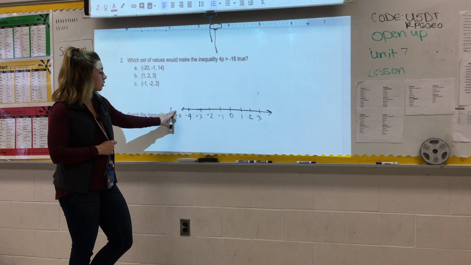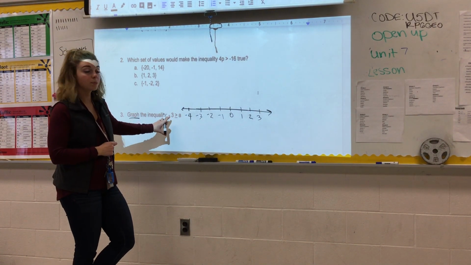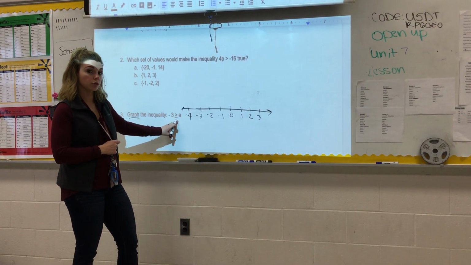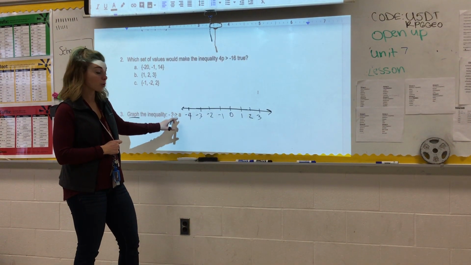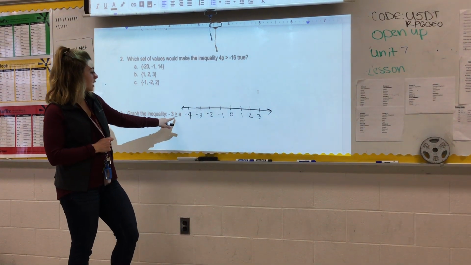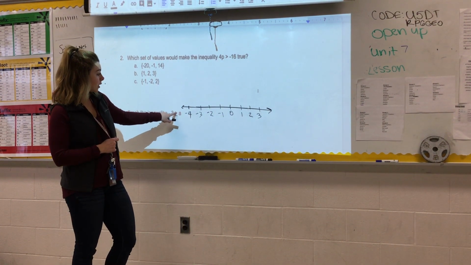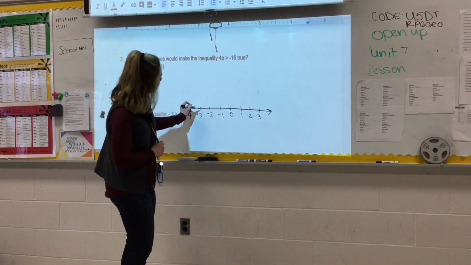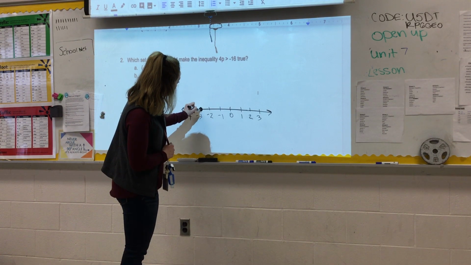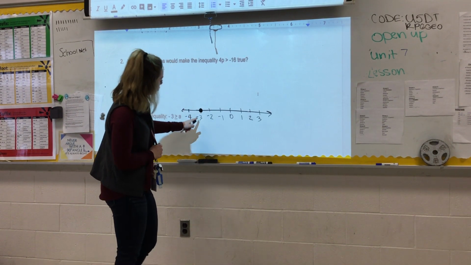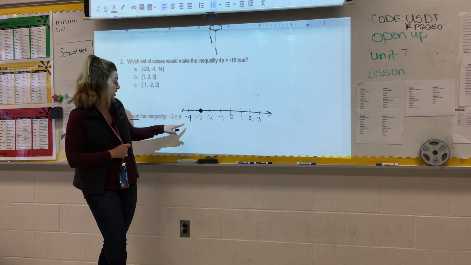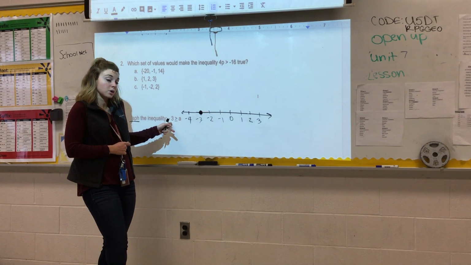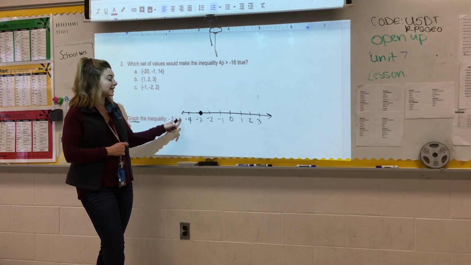So I know here, the number that I'm going to plot would be -3. So -3 is going to have an open circle or closed circle. Does it include -3 or not? This line underneath the greater than sign tells me that it includes -3. So that means my circle is going to be closed in, because closed includes. So it's closed in because it's greater than or equal to. That means the answer could be -3, but it's also anything less than.